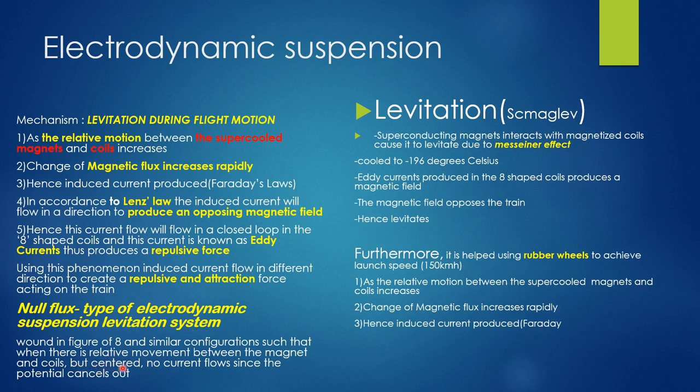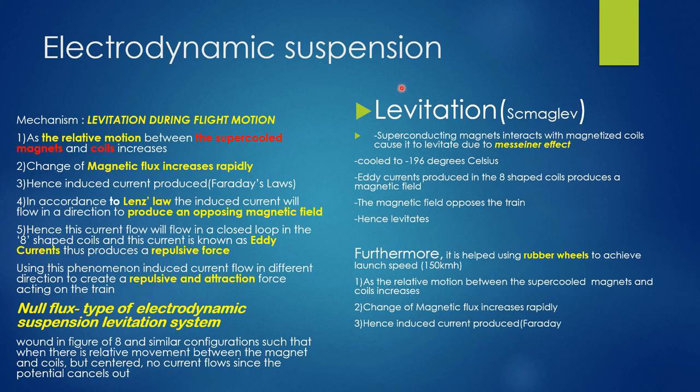But when it is centered, no current flows since the potential cancels out. This statement right here will be enlightened soon. But first, we should know how this train levitates. It uses superconducting magnets, which are cooled to negative 196 degrees to exploit the Meissner effect. Because of this effect, it produces eddy currents in the egg-shaped coils to produce an opposite magnetic field, which causes the train to levitate.